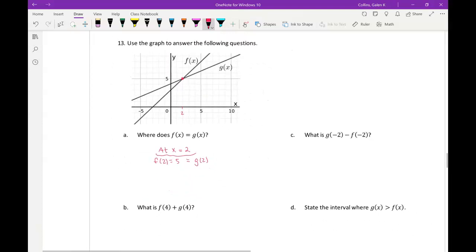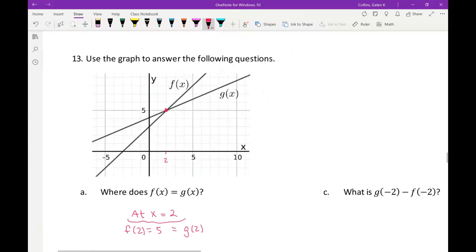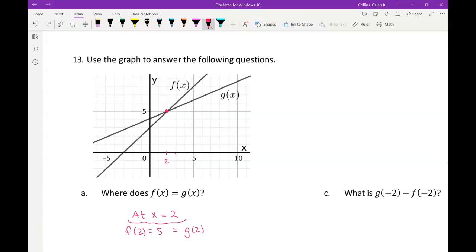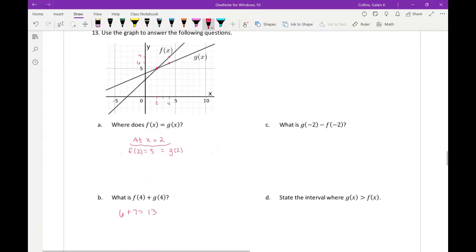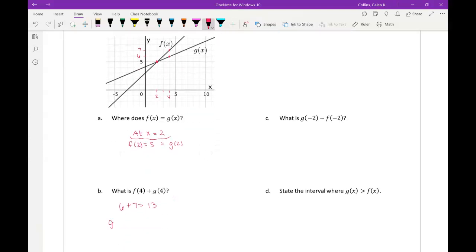All right, in part B, what is f of 4 plus g of 4? Well, if I come out on my x-axis to 4, it looks like g of 4 is the value 6, and f of 4 is the value 7. So that is like saying 6 plus 7, we get 13 there. We said g of 4 is 6 and f of 4 is 7.